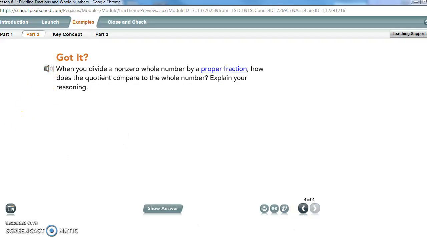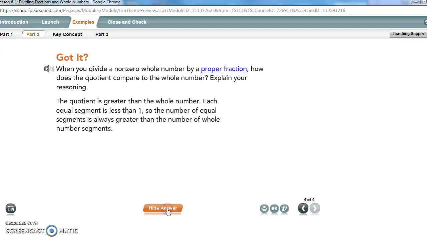When you divide a non-zero whole number by a proper fraction, how does the quotient compare to the whole number? Explain your reasoning. The quotient is greater than the whole number. Each equal segment is less than 1, so the number of equal segments is always greater than the whole number. On to part 3.